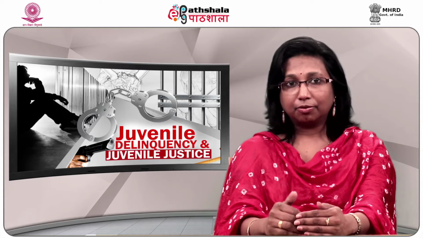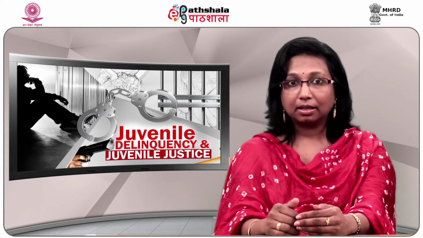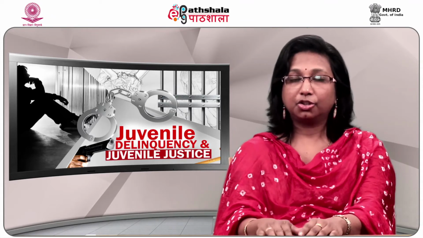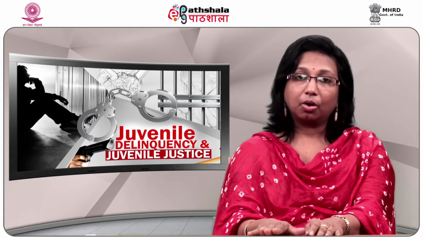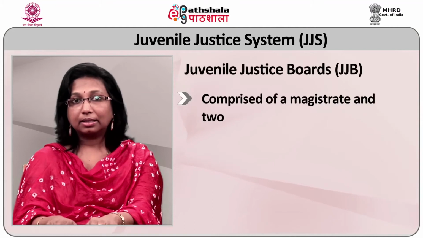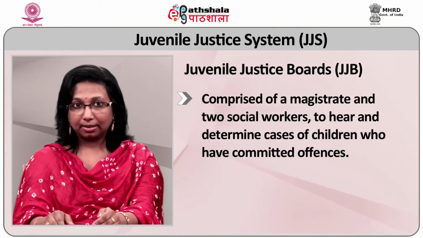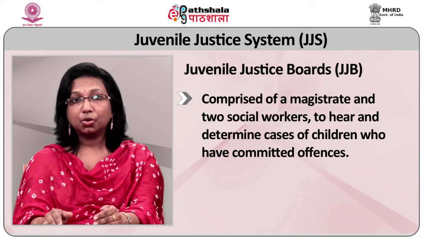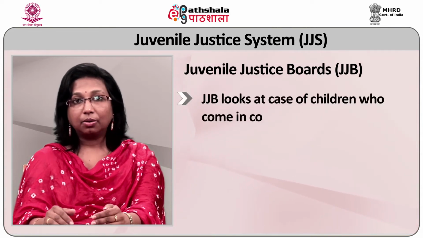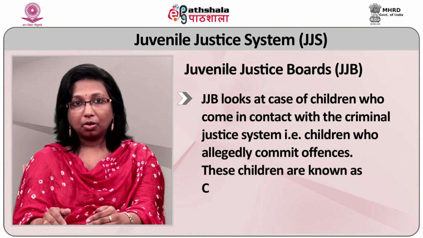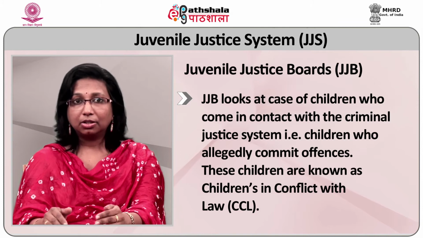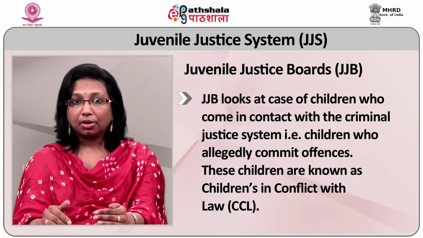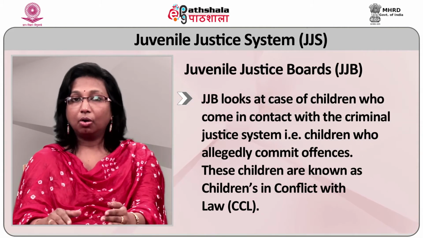However, this system functions differently under the Juvenile Justice Act, which calls for the creation of 2 distinct bodies to make orders related to children. The Juvenile Justice Board, better known as the JJB, is comprised of a magistrate and 2 social workers to hear and determine cases of children who have committed or are alleged to have committed an offence. JJB looks at cases of children who come in contact with the criminal justice system, that is, children who have allegedly committed an offence. These children are known as children in conflict with law, or CCL.